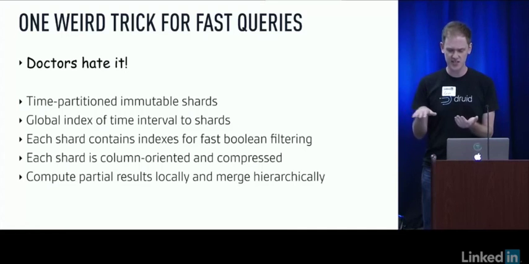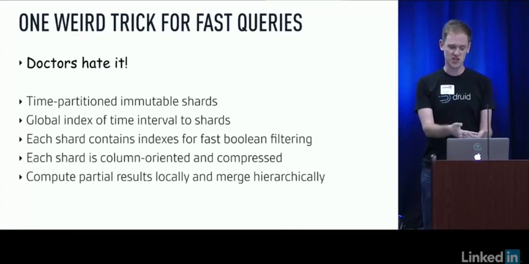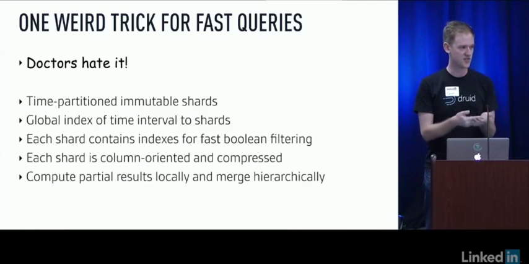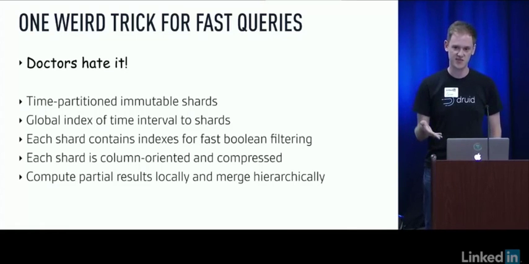There's a global index of time interval to shards that the Druid query broker, which is the node you actually hit when you're talking to Druid, uses. It knows which shards are going to have data for which time intervals. And then once a query reaches a shard, each shard contains indexes for fast Boolean filtering. And then once you use those indexes to find out which rows you need to scan, each shard is column-oriented and compressed to make those scans as fast as possible.